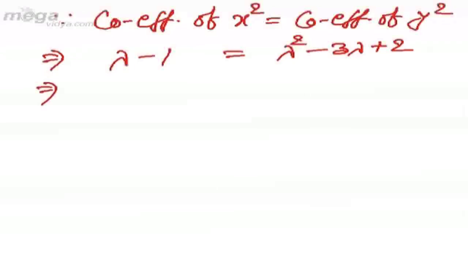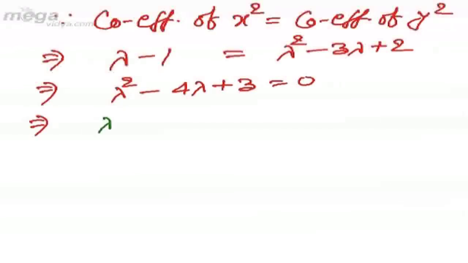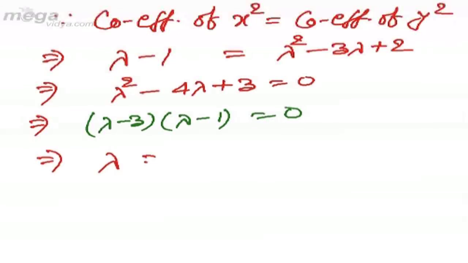Now we will transfer lambda minus 1 to the right side. It becomes lambda square minus 4 lambda plus 3 is equal to 0. Now using the factorization method, we will factorize it and you will get here lambda minus 3 into lambda minus 1 is equal to 0. So we'll get here lambda equal to 3 or lambda equal to 1.